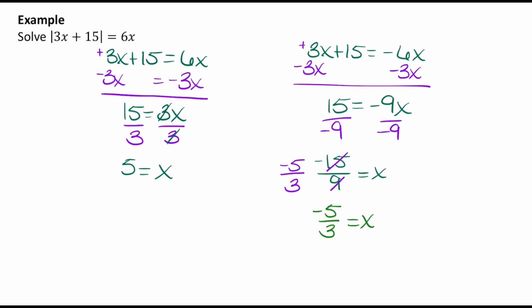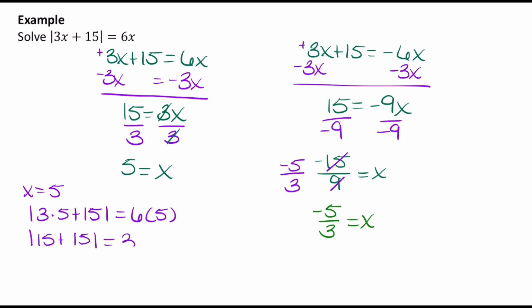So let's go ahead and plug these in and make sure we don't have any extraneous solutions. So when I plug in x equals 5, I'm going to get the absolute value of 3 times 5 plus 15, and we're checking if that equals 6 times 5. So that's the absolute value of 15 plus 15, and that's equal to 6 times 5, which is 30. So that tells me the absolute value of 30 is equal to 30, which does in fact work out.